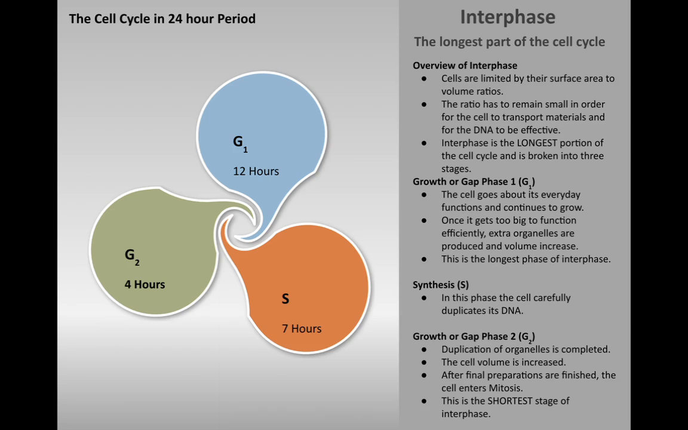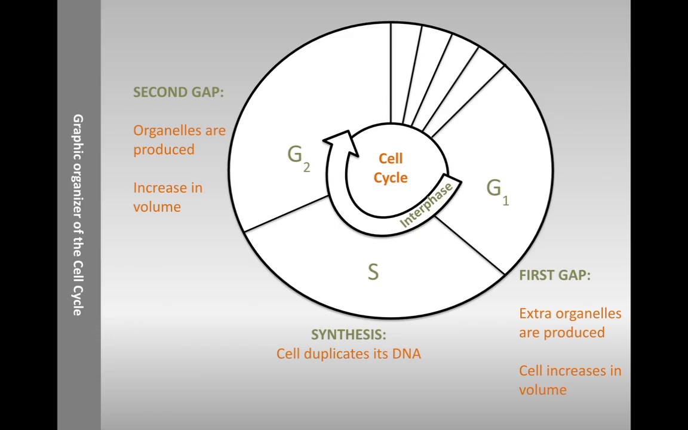Finally, we get into the shortest phase of interphase, and that is going to be G2. Notice that this is only going to be approximately 4 hours. This is the final push before the cell goes into its division phases of the cell cycle. So final duplication of the organelles is completed, cell volume is increased to its max limits, and then after final preparations are finished, the cell is going to enter mitosis. And remember, this is the shortest portion of interphase. Looking at the cell cycle in a modeling format, you can see that we have G1, S, G2, interphase is all of that, and that is the cell cycle overall.